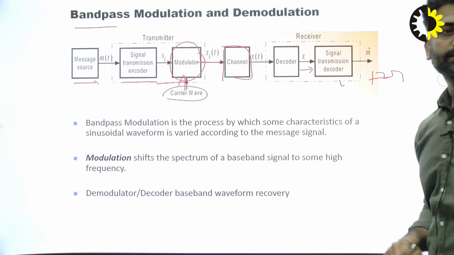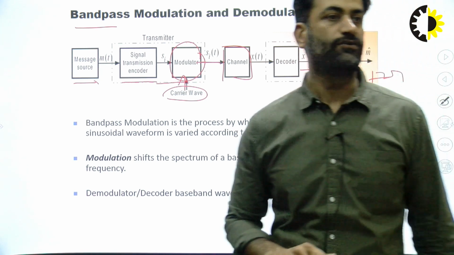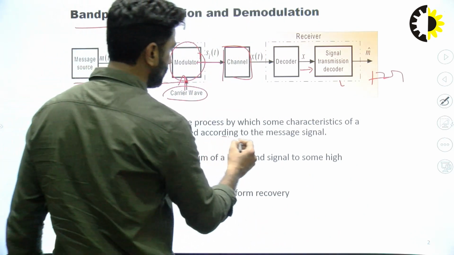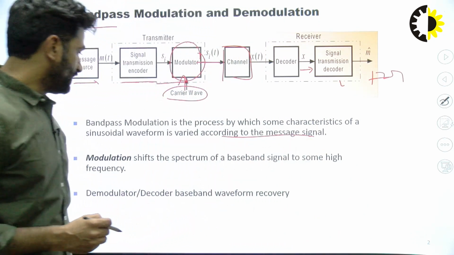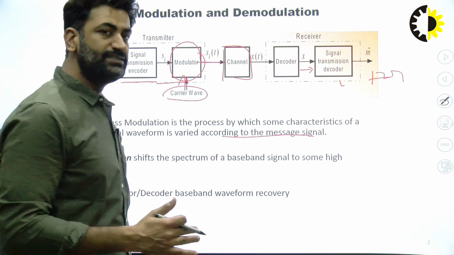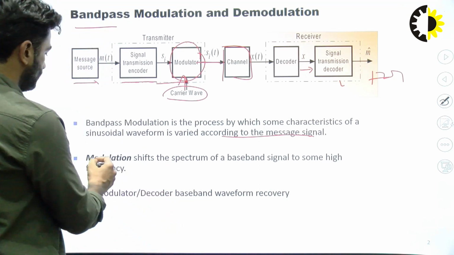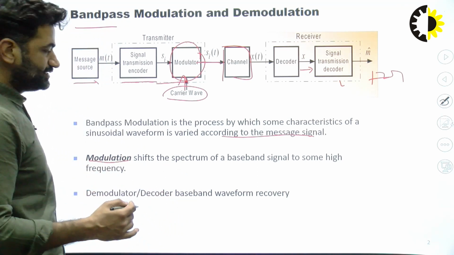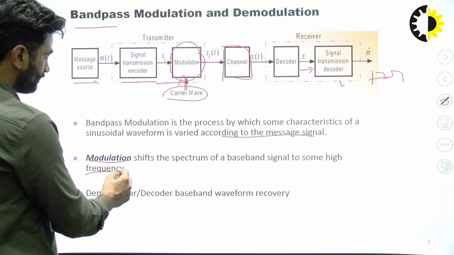Band pass modulation is the process by which some characteristic of a sinusoidal waveform is varied with respect to the message signal. The modulation shifts the spectrum of the baseband signal to some high frequency. What will the modulation do? It will shift our baseband signal spectrum to a high frequency spectrum.